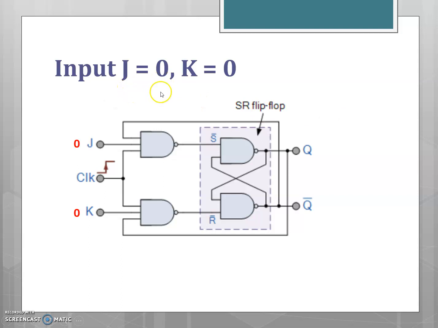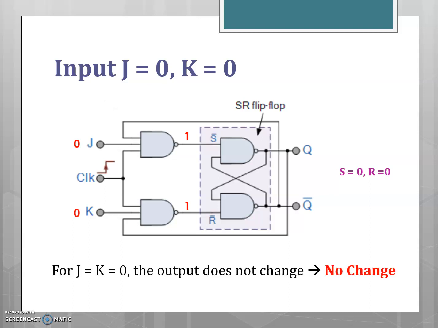Consider J equal to 0 and K equal to 0. When one of the inputs of the NAND gate is equal to 0, the output of the NAND gate will be equal to 1. So S bar is 1 and R bar equal to 1. So this means S equal to 0 and R equal to 0. So in the SR flip-flop with S equal to 0 and R equal to 0, the output is no change. So for the J and K input equal to 0, the present state is same as that of the previous state, which indicates no change.